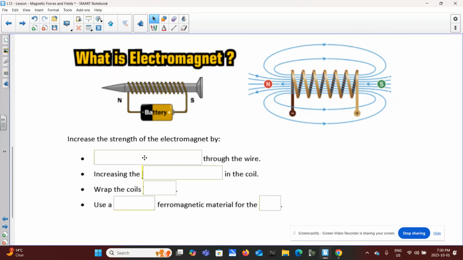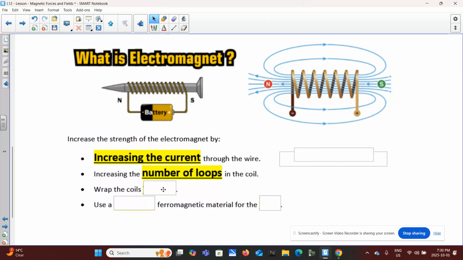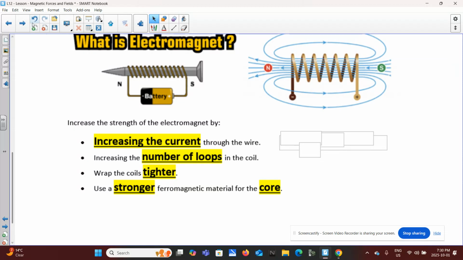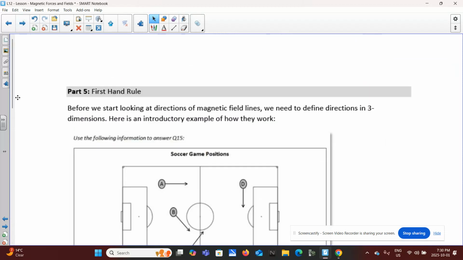So how do I increase the strength of it? Well, first of all, I could increase the current through the wire. I can increase the number of loops. I could wrap the coil tighter, or I could use a stronger ferromagnetic material for the core, if I have a core in it to begin with. Okay, I'm going to move on. Pause if you need to.